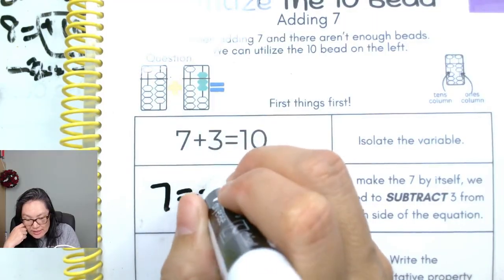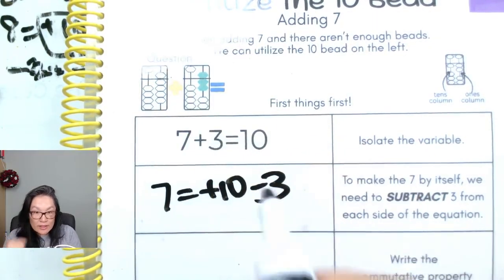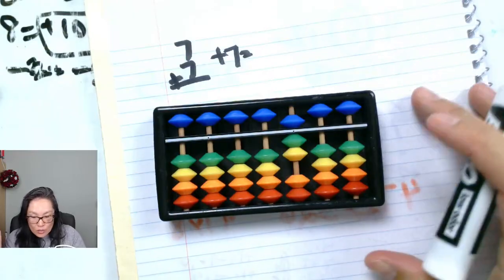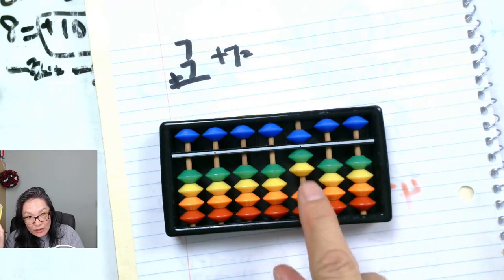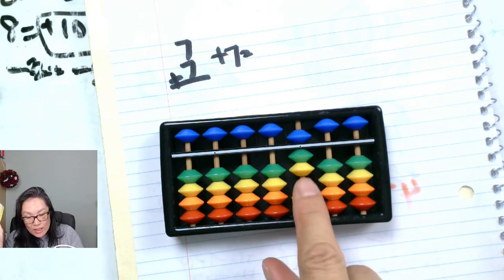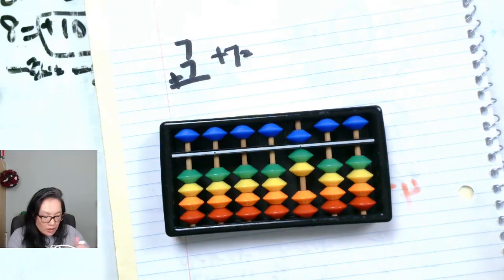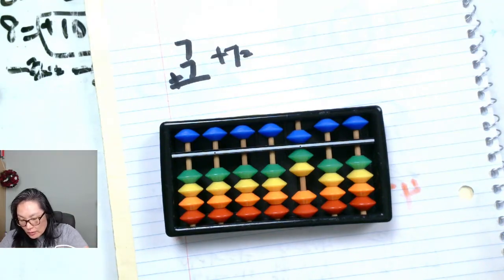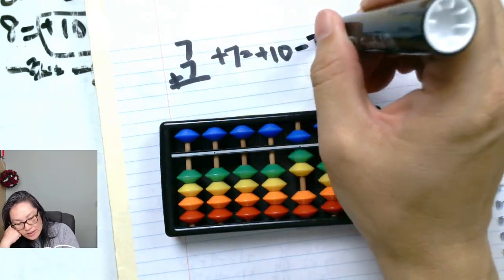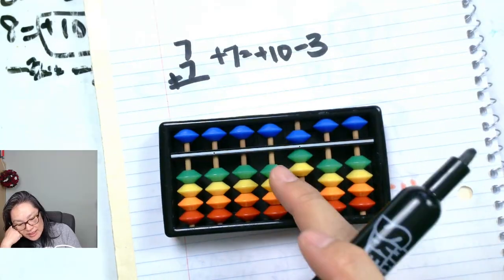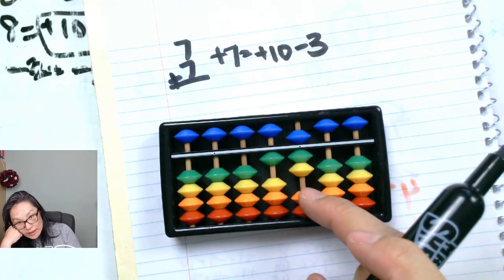7 equals 10 minus 3. Why? Because I need to add the 7. When I need to add the 7, I don't have any more beads to add the 7. What is the partner of 7? The partner of 7 is 3. So I'm going to rewrite it, right? Plus the 10 minus 3. Plus the 10, take away 3.